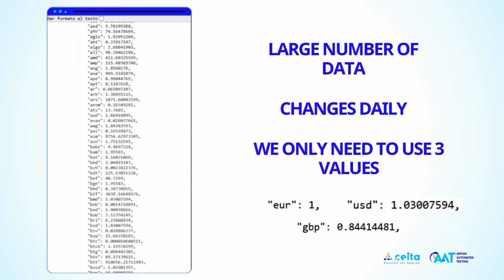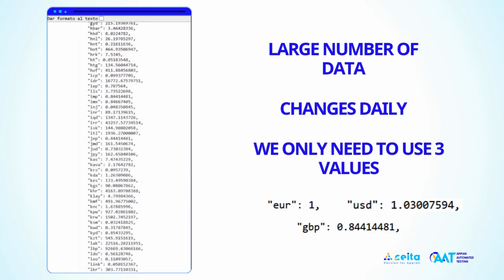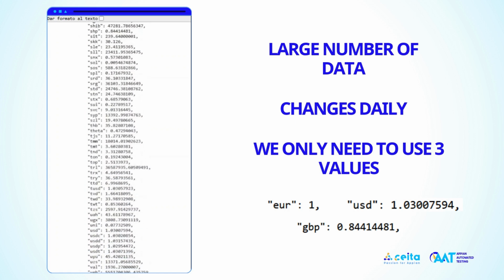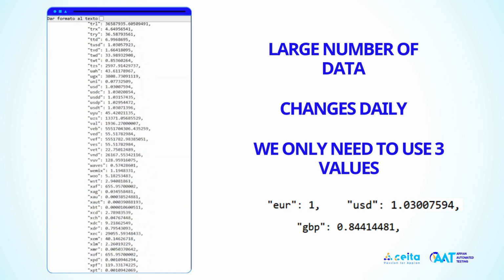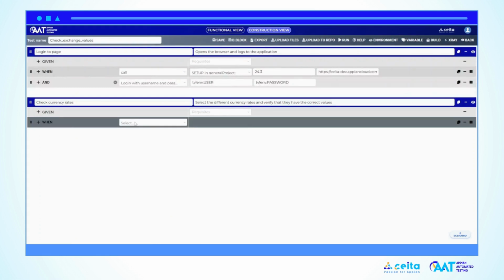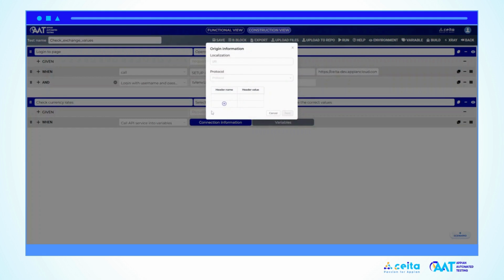The response from the service call is the following. As we can see, it returns a JSON with various values, though we only need 3 of them. To use the command, we simply select it, which will add a configuration button. Clicking it will prompt us for the necessary information to make the call. In this case, we just need to provide the service URL.